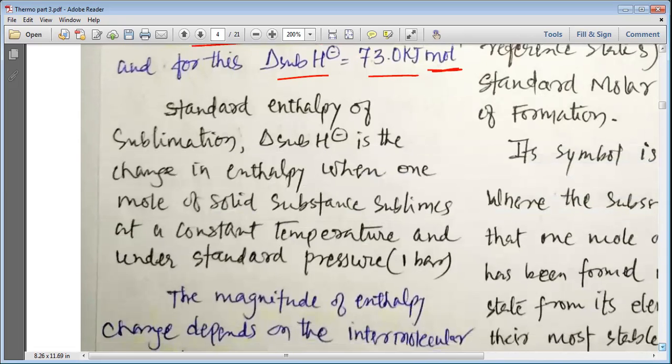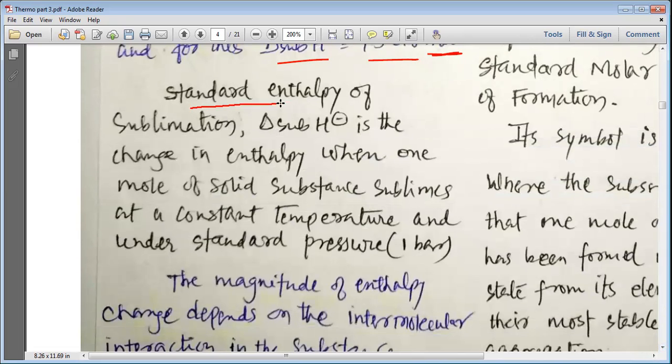So the definition: the standard enthalpy of sublimation, that is delta sublimation H standard, is the change in enthalpy when 1 mole of solid substance sublimes at constant temperature and under the standard pressure, that is 1 bar.